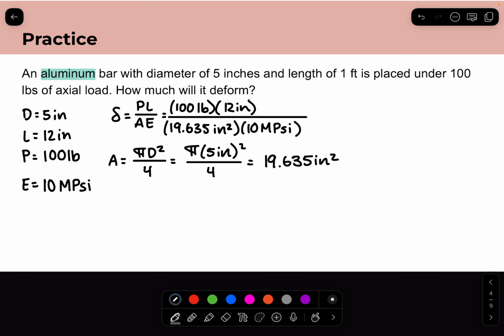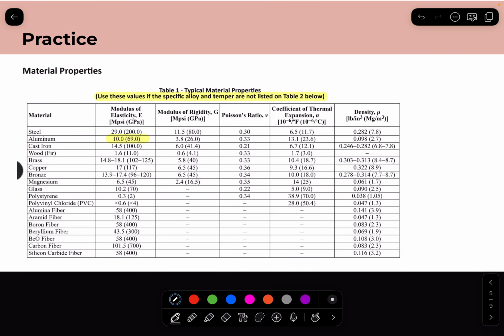When we plug into our calculator, the solution that you should get is 6.11 times 10 to the negative 6 inches. Simple problem there for axial loading. Now let's say we were provided a more specific material and we wanted to use Table 2.